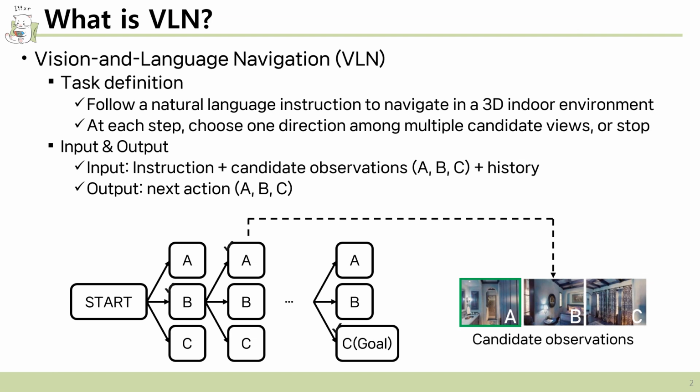So the input is the instruction, the candidate observations, and the history of the past steps. The output is one action at the current step. This looks simple, but the difficulty comes from long instructions and many options.